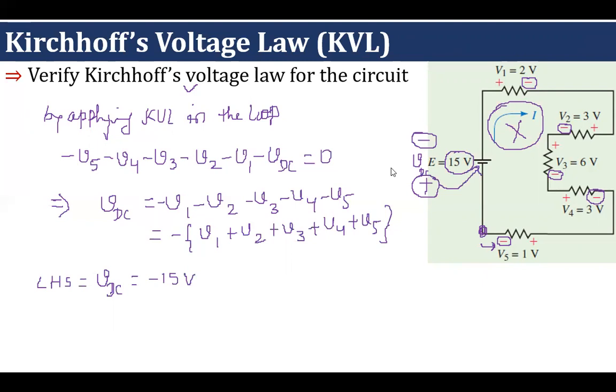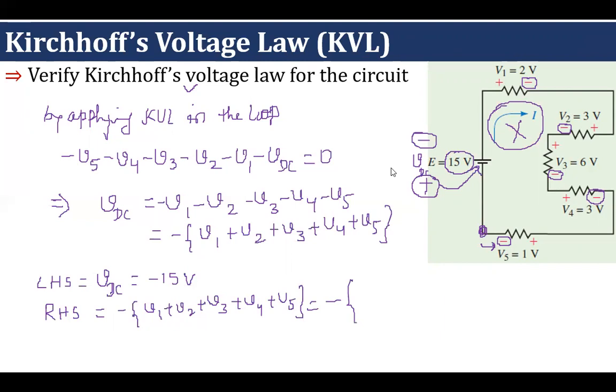Okay, so on the left hand side we got the value minus 15 volt. Now let's see what is the value on the right hand side. So all these are V1 plus V2 plus V3 plus V4 plus V5. Okay, so this is going to be minus.